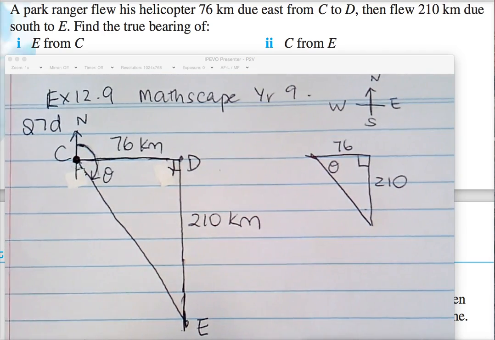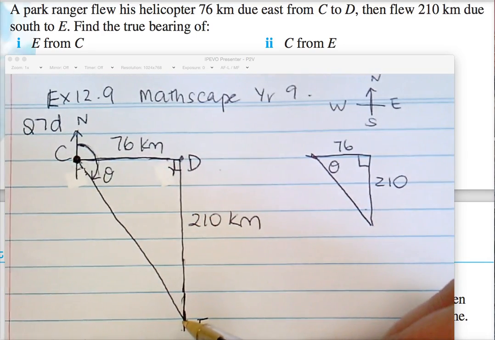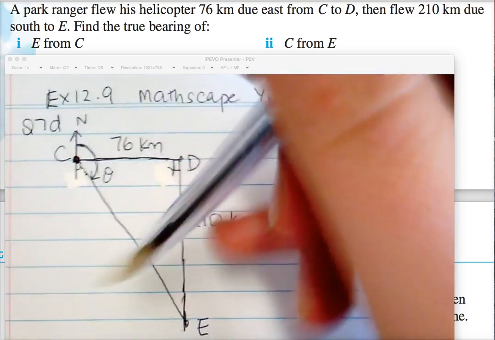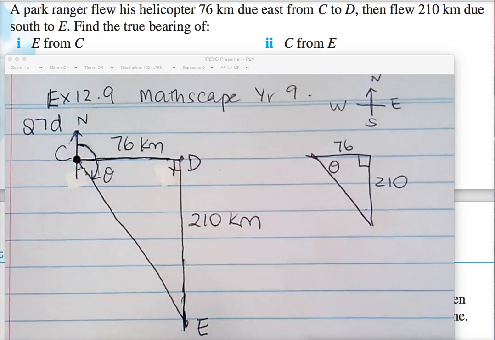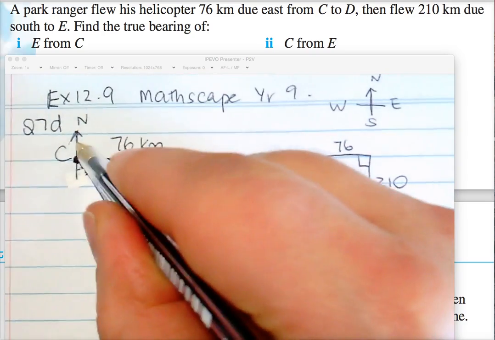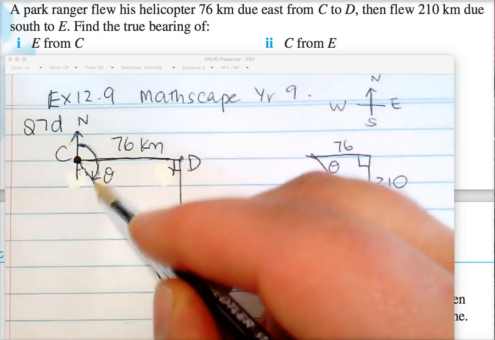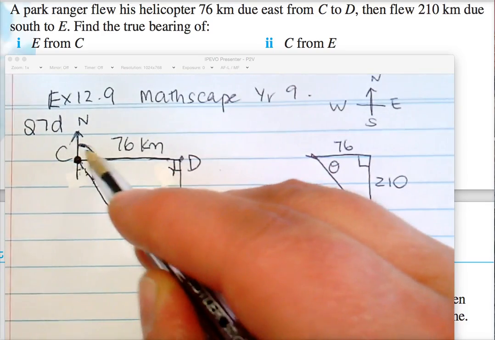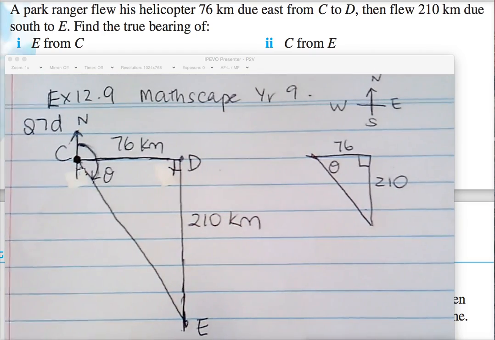So find the bearing of E from C. We know C's here, we know E's there. What's the direction of E from C? Starting at the from sign, bearings are measured from north clockwise. So I put a north sign at C and go clockwise till I find the line that E is on. So I need that whole angle. But I know that here I've got 90 already, so if I just find that theta there, I can work out what theta is and then do 90 plus theta.